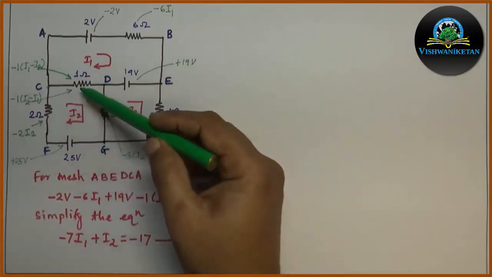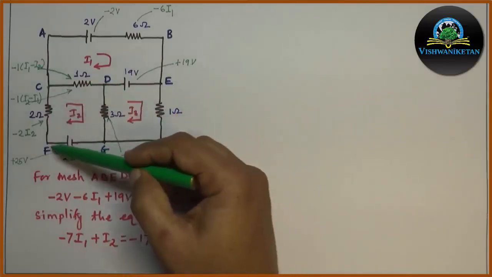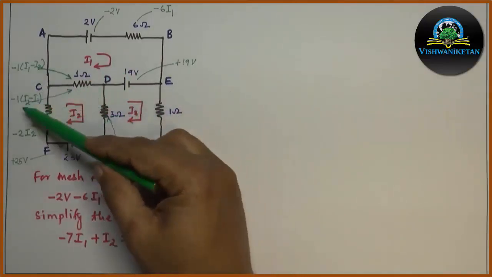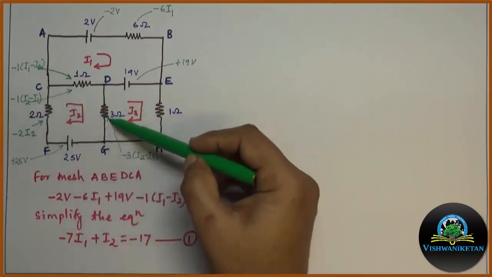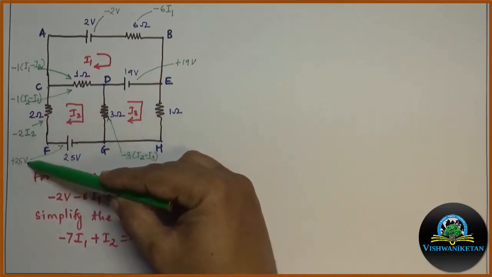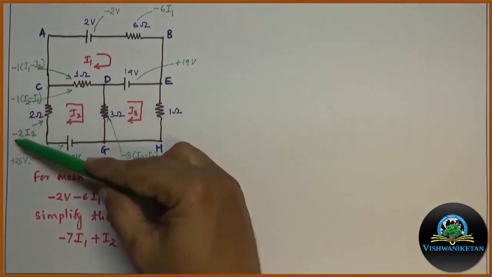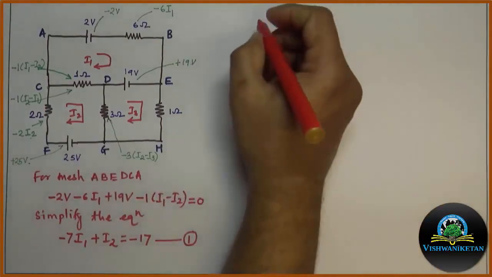So we have 4 voltage drops for C, D, G, F, C. One is minus 1 times (I2 minus I1). Second is minus 3 times (I2 minus I3). Third is plus 25 volt. And the fourth one is minus 2 I2. So let us write down these individual values in an equation.